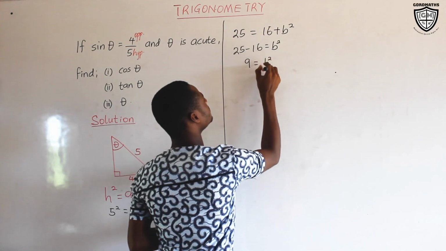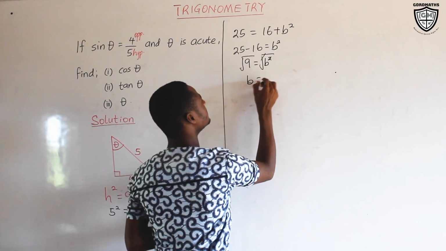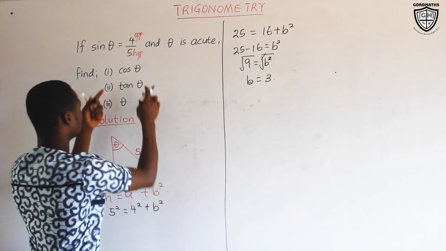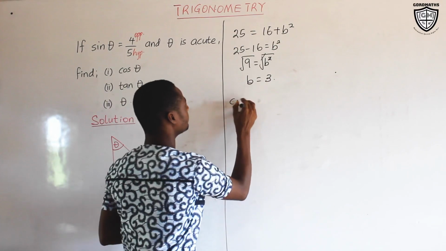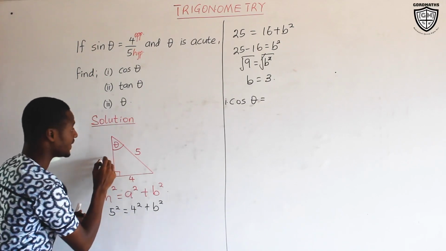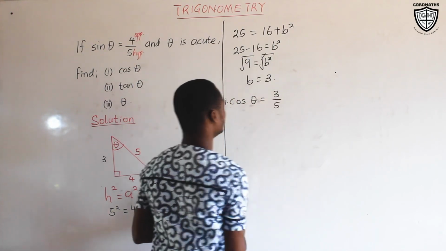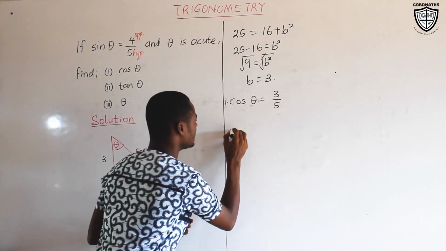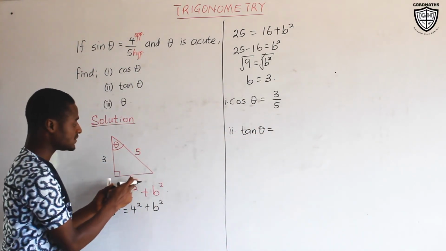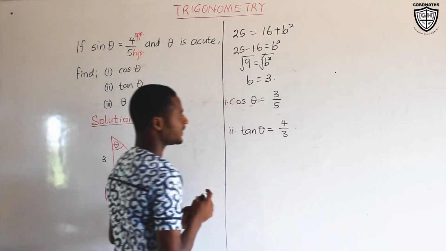9 is equal to b squared, and taking the square root of both sides, we will have b is equal to 3 units. Now, cos theta is equal to adjacent divided by hypotenuse, and so cos theta will be equal to 3 divided by 5. Then tan theta is equal to the opposite divided by adjacent, so tan theta will be 4 on 3.